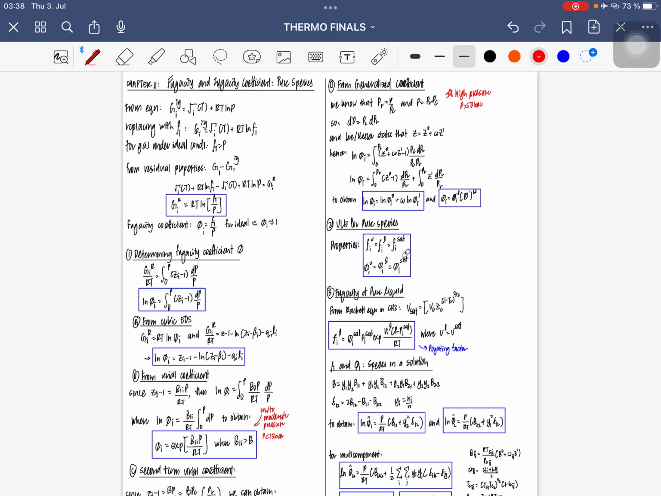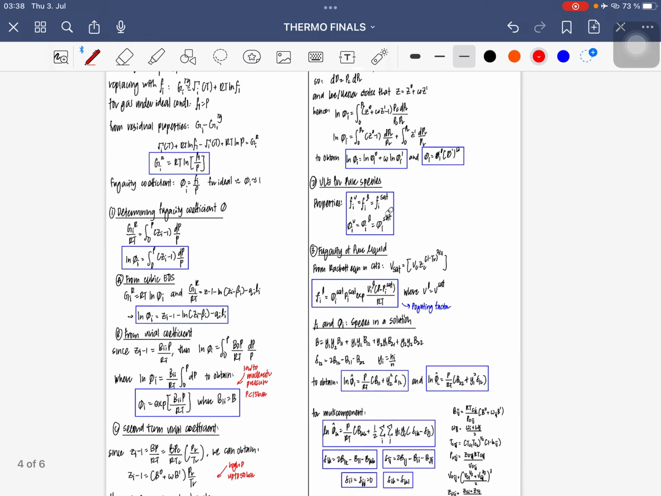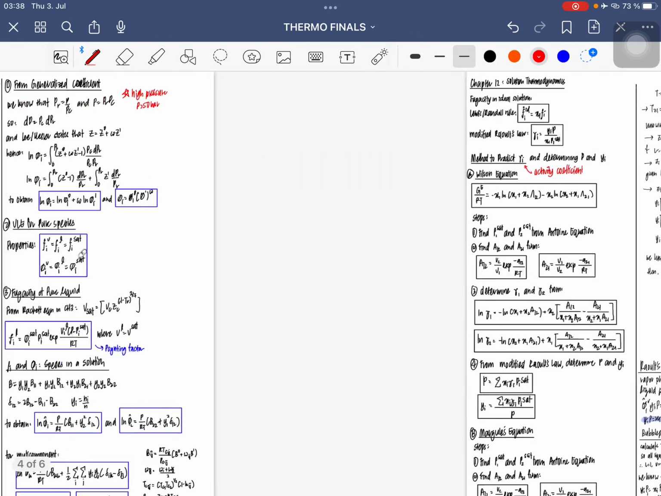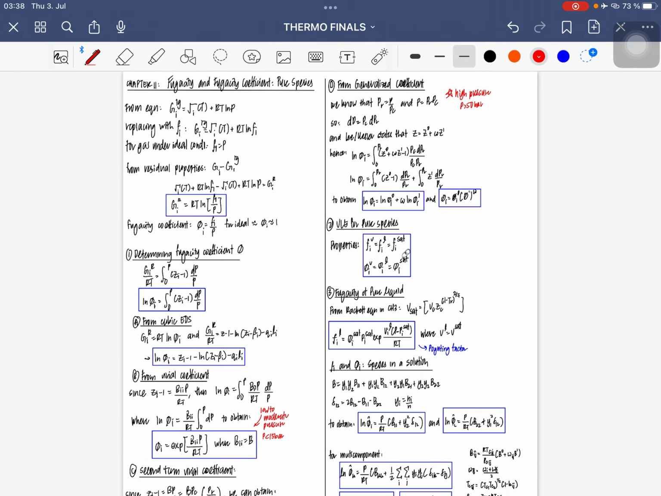So next is fugacity and fugacity coefficient. Look guys, starting from chapter 11 up to chapter 13, I think you guys are a bit scared or intimidated to tackle the questions. But guys, it's just bookmarking your formulas and plugging in all the values from tables. It is really not that hard.